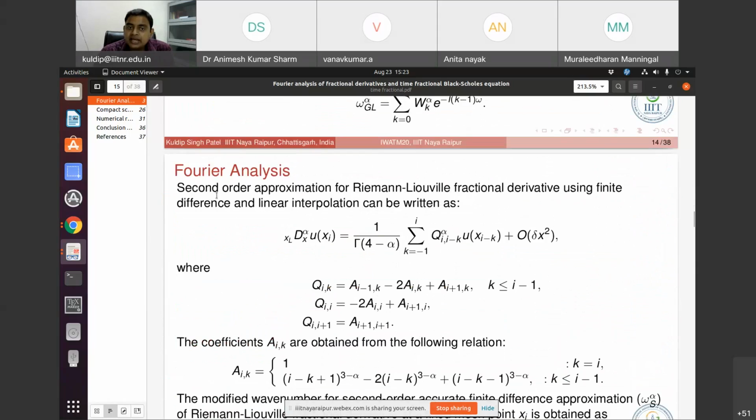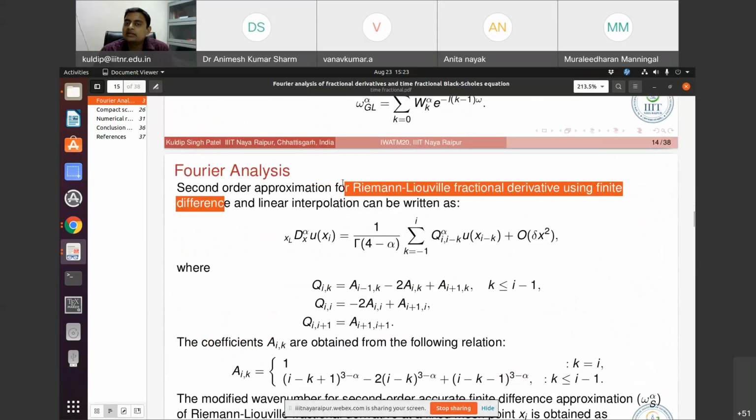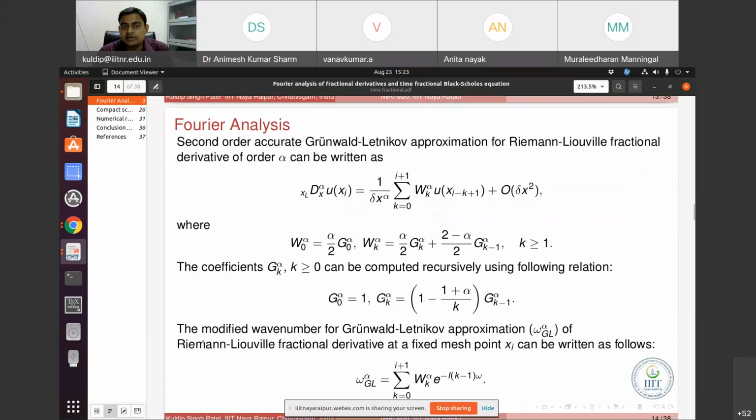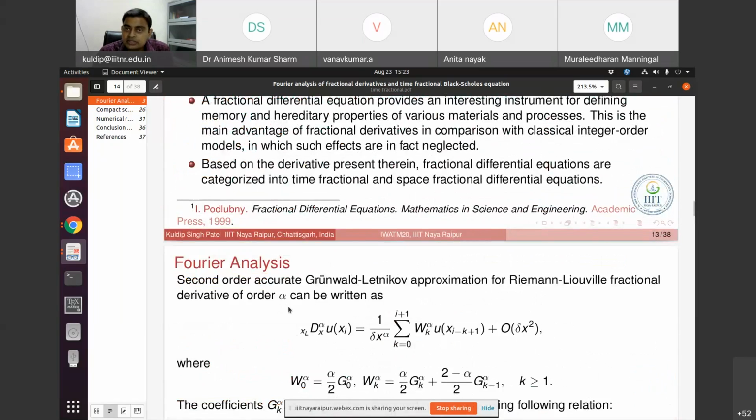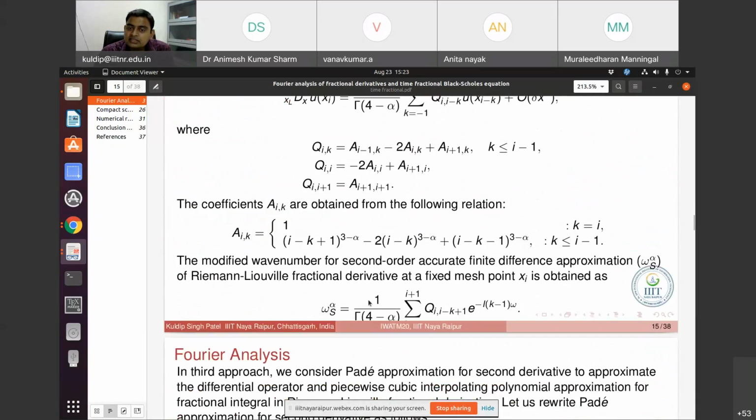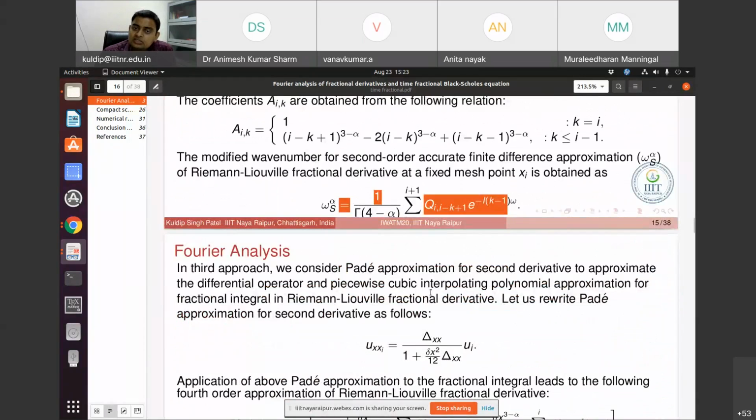Second is the finite difference approximation for Riemann-Liouville. Please have it clear: both of these are second order accurate. And for that also we calculated the modified wave number. So third, we use the Padé approximation.